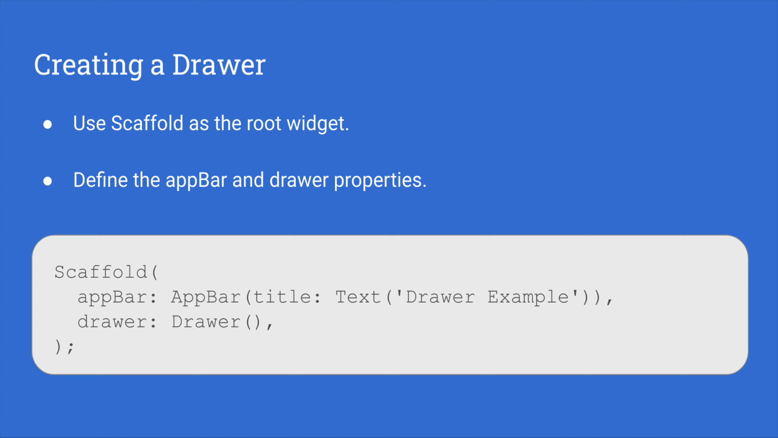Creating a drawer. So how do we create it? Use the scaffold as a root widget and define an app bar and drawer properties like this. Here is the syntax of the drawer, scaffold and the app bar, and in the drawer.